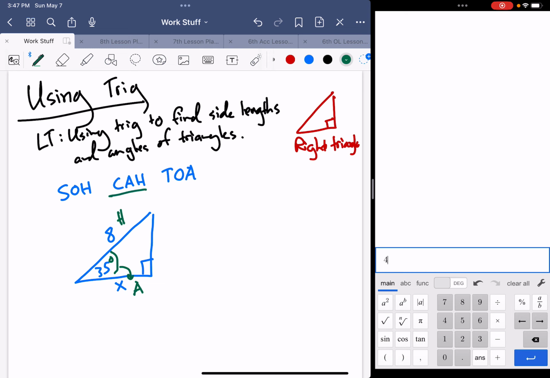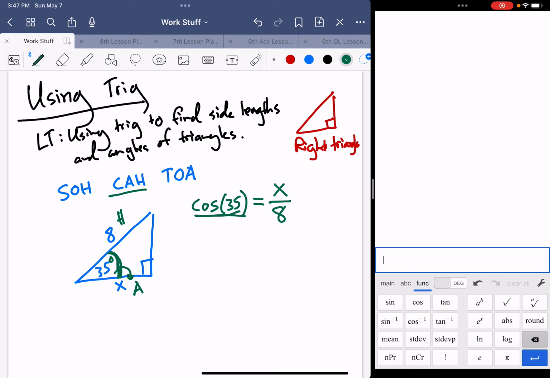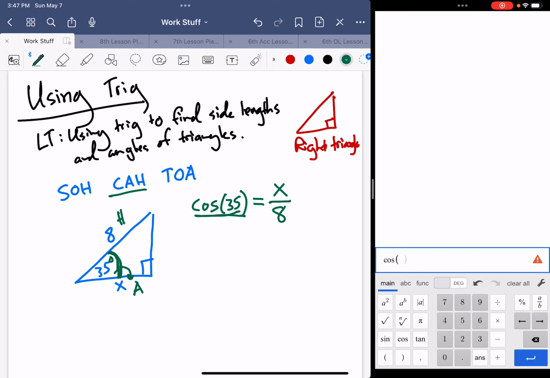And here's how I set it up. Cosine is a ratio from a certain perspective, and that perspective happens to be 35 degrees. So cosine of 35 is equal to x over 8. Now this is going to become a number, and I have a calculator over here because you're going to need it. I go to my functions, find cosine, put in 35, and now I have a number for that.